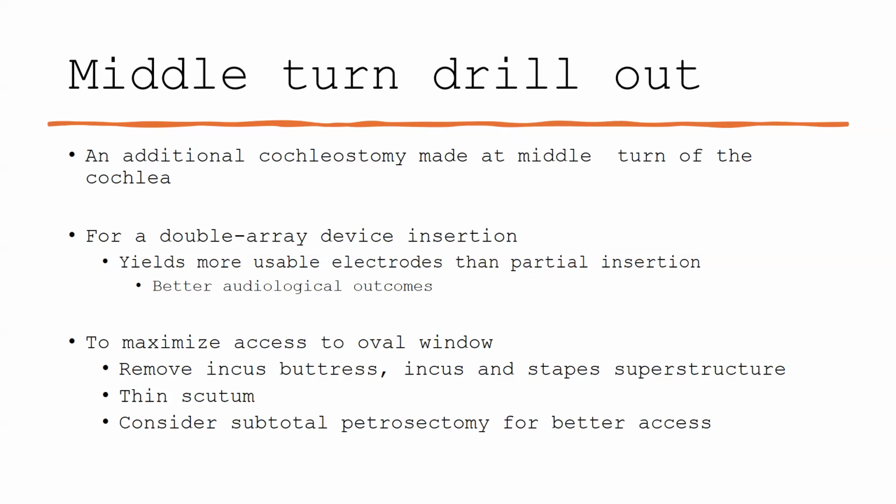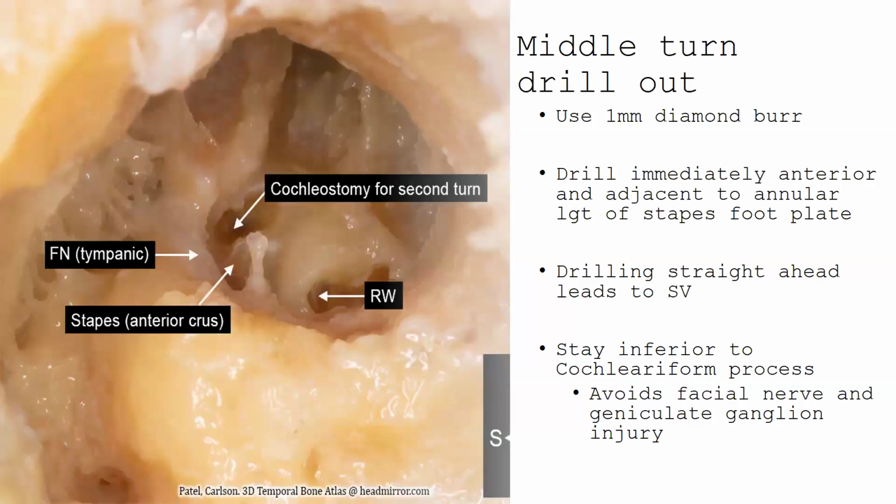You maintain the septum, but also in some case reports, they do a subtotal petrosectomy to have better access and to avoid drilling under a tunnel, because we risk injuring the facial nerve, but we also risk injury to the internal carotid artery. So the cadaveric picture is showing the second turn cochleostomy. Important to note in this picture is that the stapes was not removed, but we drill immediately anterior to the anterior crus of the footplate, 1 millimeter. Beyond 1 millimeter, we end up in the scala vestibuli of the middle turn.